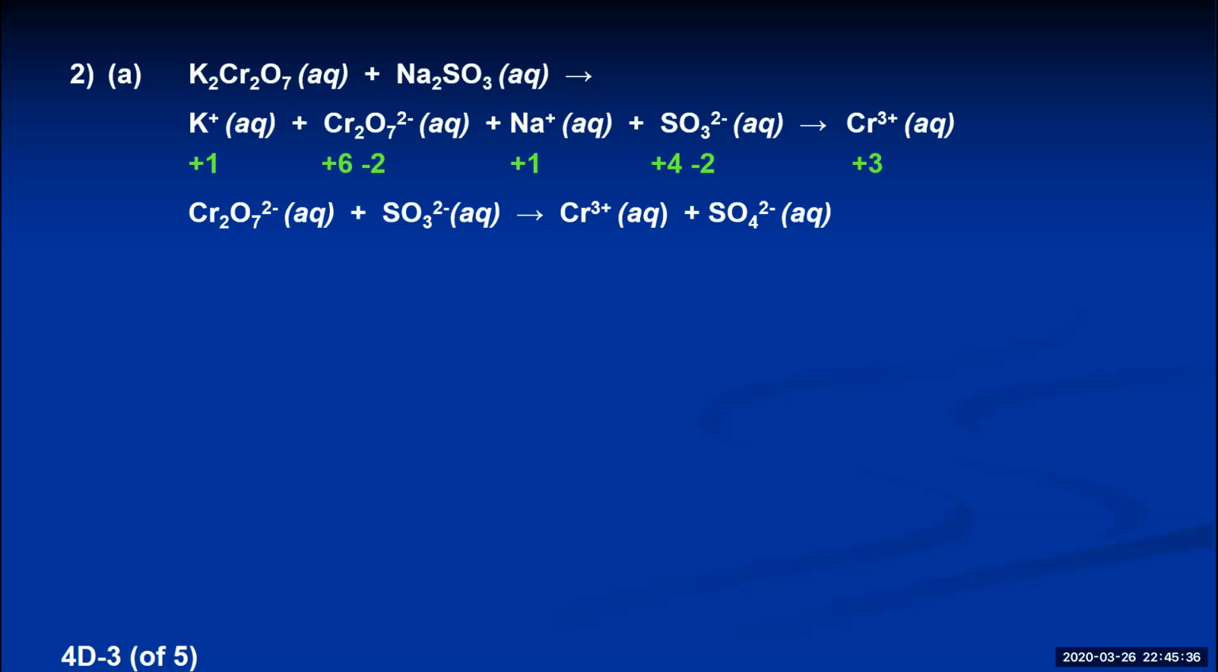B, carbon monoxide is bubbled into an acidified solution of potassium permanganate. We have two compounds here, and we can try to switch the partners, but we're not going to wind up getting a precipitate or water, so this is not going to be an obvious reaction. Must be a non-obvious reaction then.